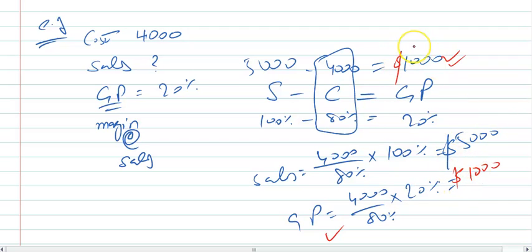Okay, so in a nutshell, we looked at when they have provided us a margin. Margin is always on sales. So you have to keep in mind that it is always on sales, and you have to put sales as 100%. By this, you can find any missing figure.